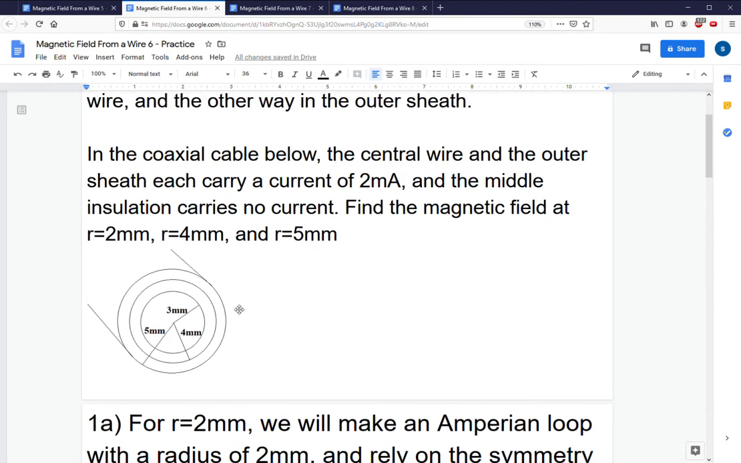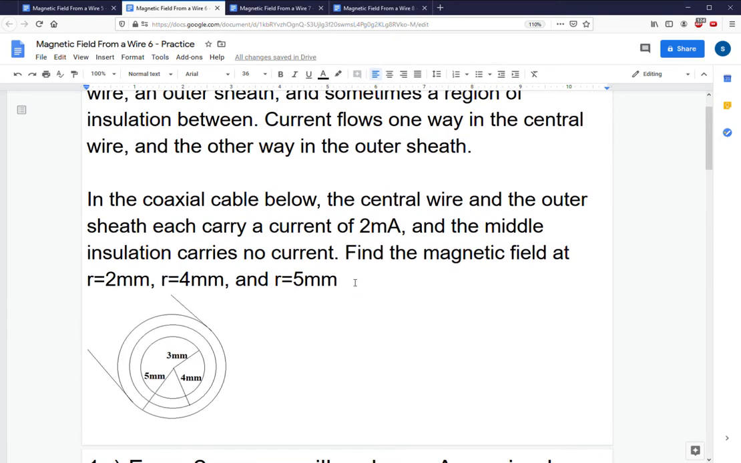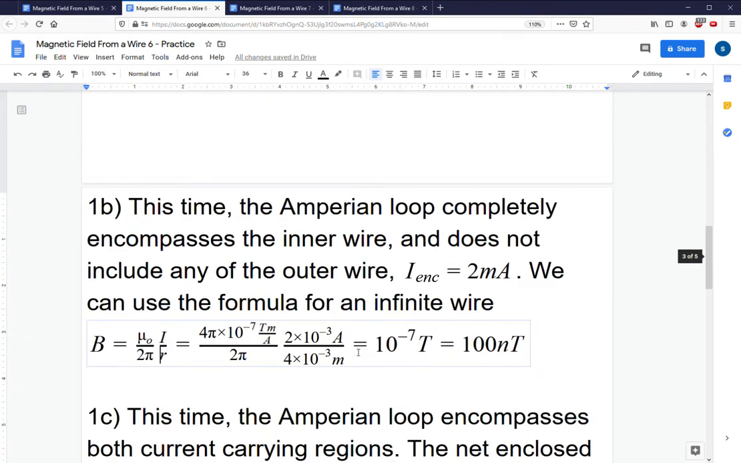Lastly, looking at the magnetic field at R equals 5 millimeters. Well, consider now that we're out at 5 millimeters, we have both the inner cable and the outer sheath that we have to look at their currents. The inner cable has a current of 2 milliamperes. The outer sheath has a current of 2 milliamperes, but they're going in opposite directions, which means the total enclosed current of a 5 millimeter radius Amperian loop is 0, which means the magnetic field will be 0.